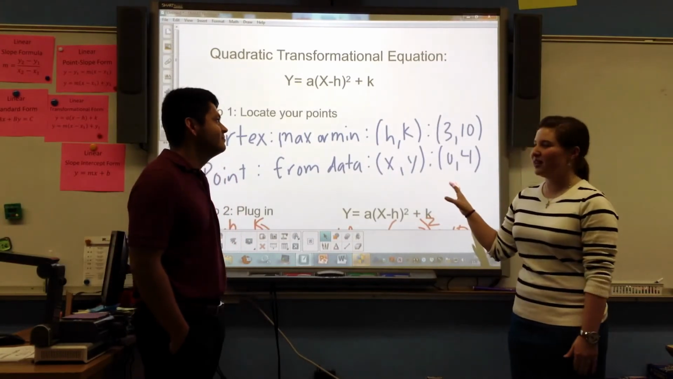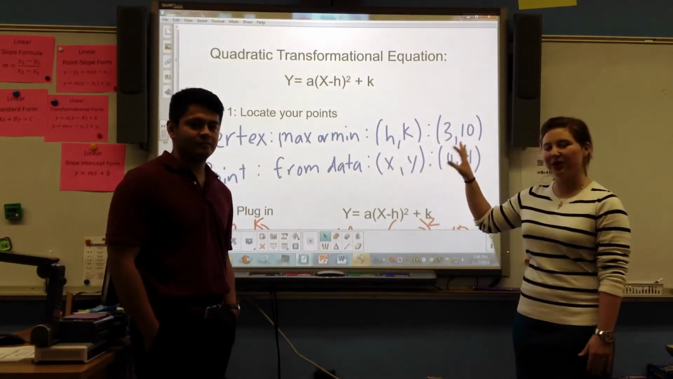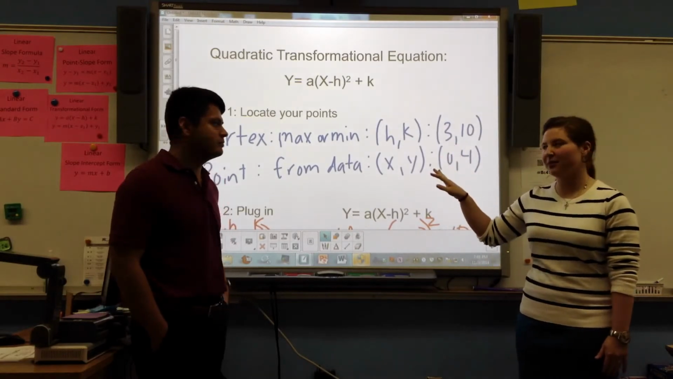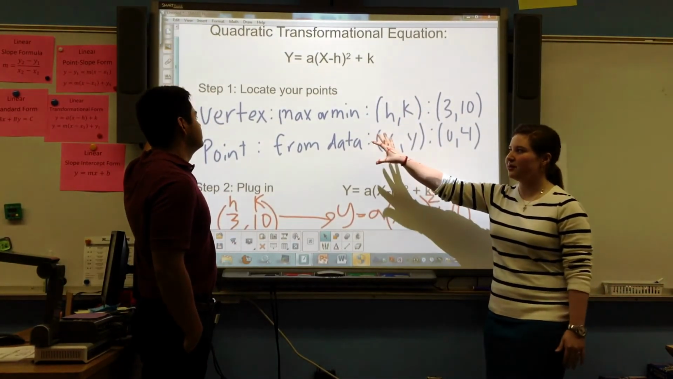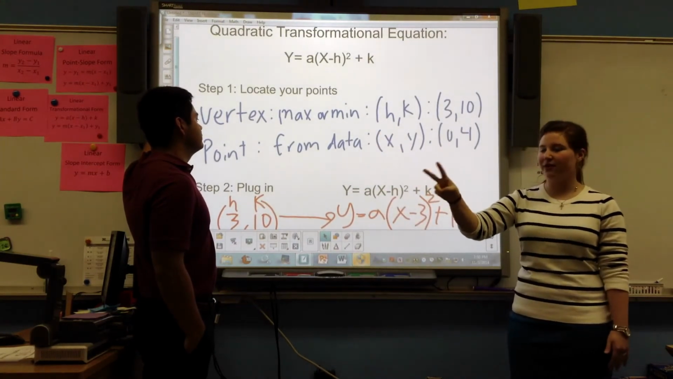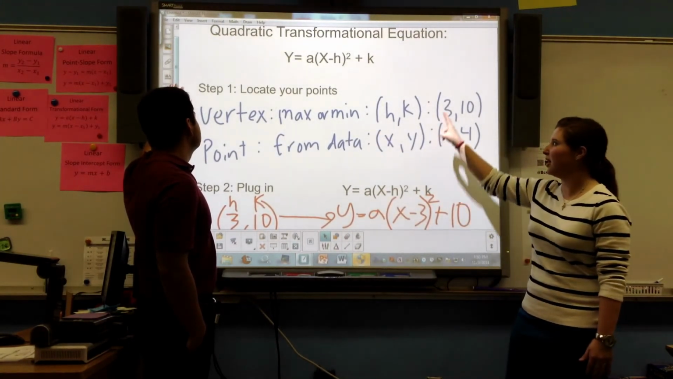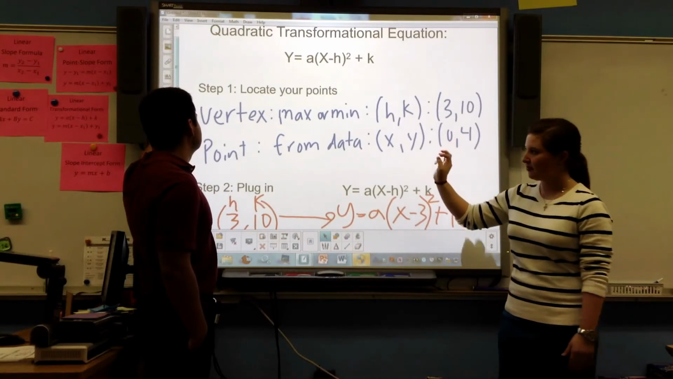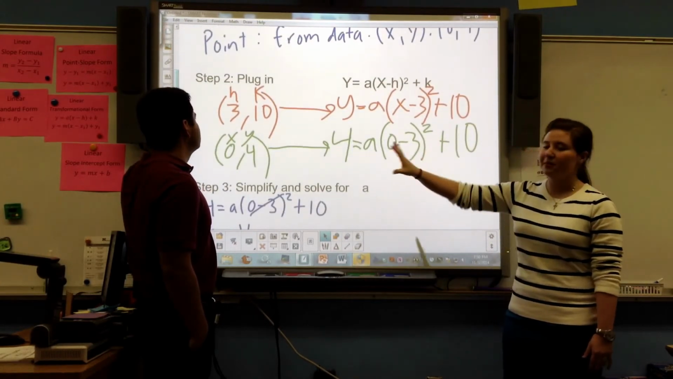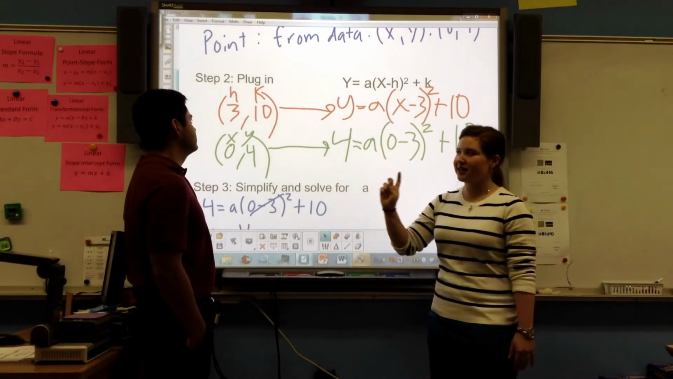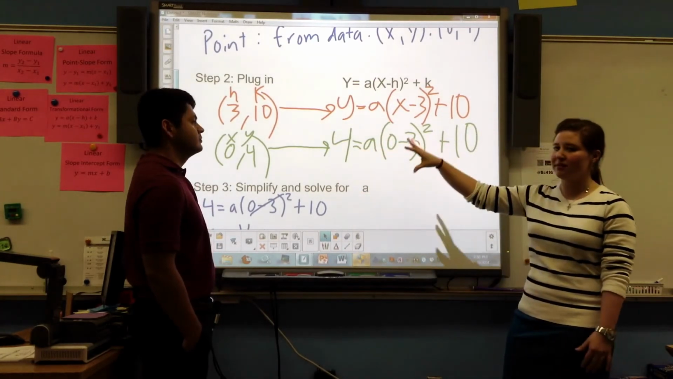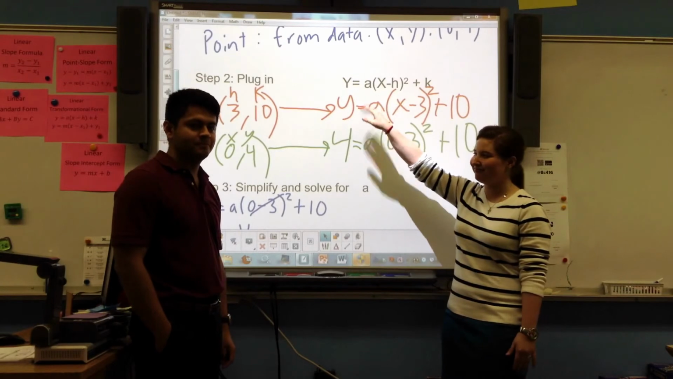And now, before we finish, we're just going to review really quickly the 4 steps that we talked about earlier. Step 1, locate your points. So like we said, vertex and another point from your data. Make sure you have both of them and you know which is which. Step 2, plug in. This is your first plug-in step. You're going to take that vertex and that point from your data and plug them into your general equation.